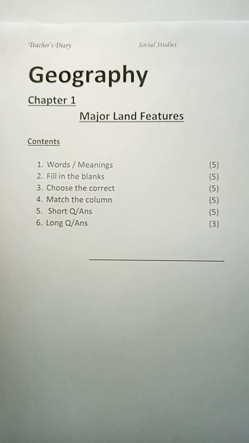Content number 1 is words meanings 5. Number 2, fill in the blanks 5, choose the correct 5, match the column 5, short question answer 5 and long question answers 3. And at the end you should draw a finishing line.